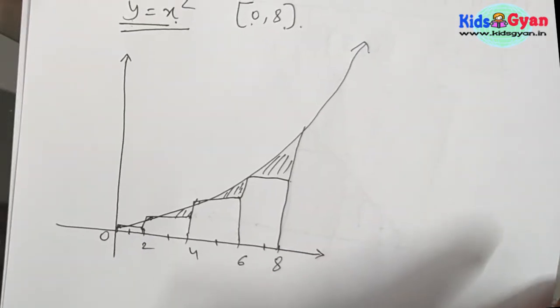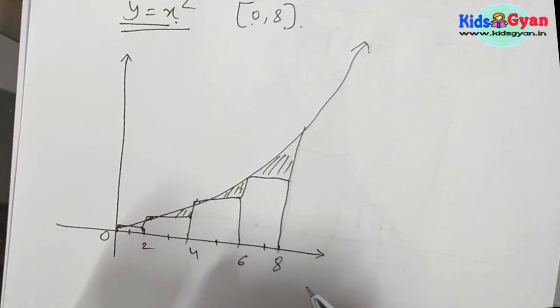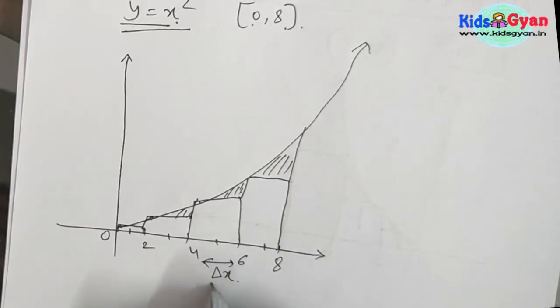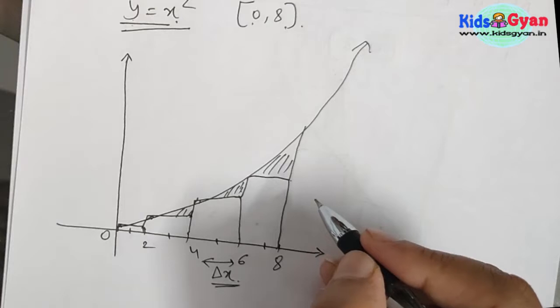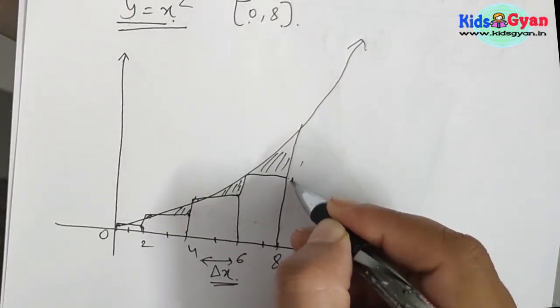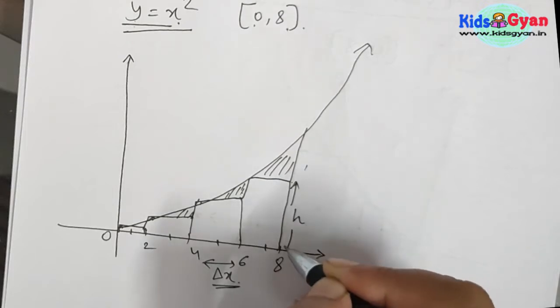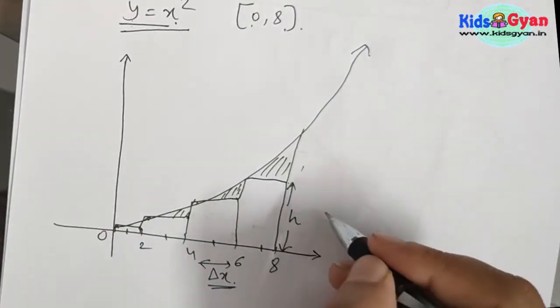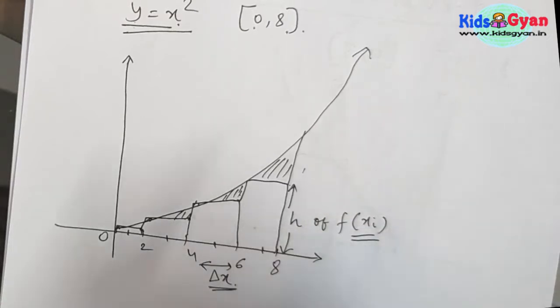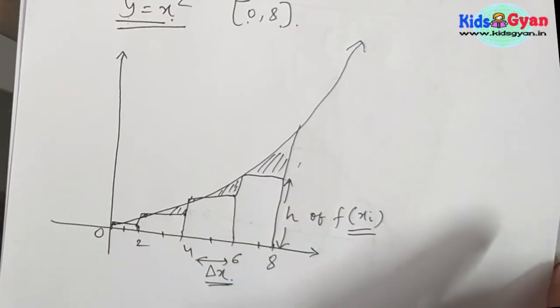To calculate the area of each rectangle, we need the width of the rectangle, which is delta x, हमने इसको delta x कहा, and the height of the rectangle, which is h, of the function f of xi.